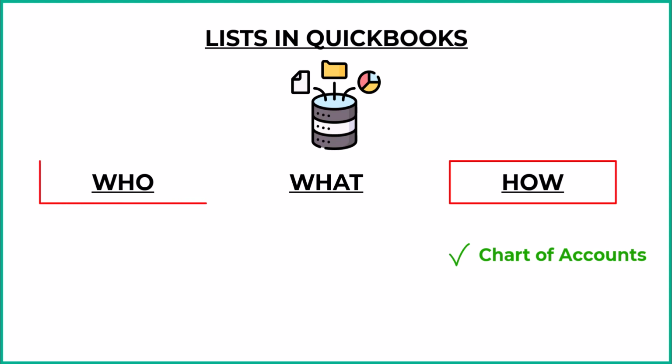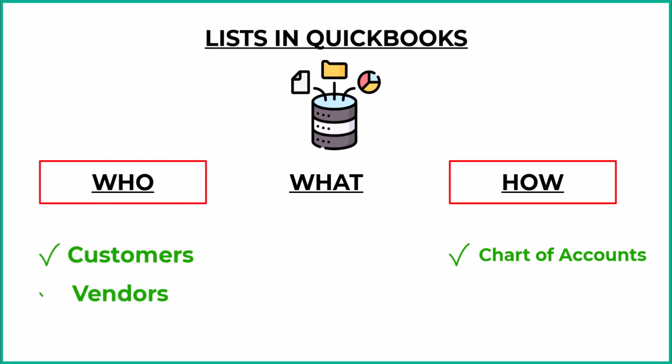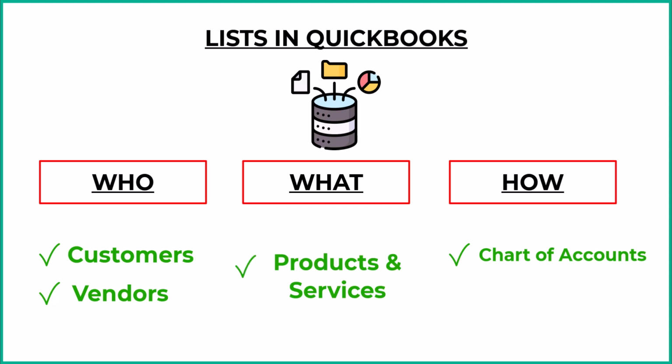Moving on to the who, this includes your customers and vendors. Your customer list includes everyone you've sold to, essential for tracking sales and managing client relationships. Similarly, the vendor list comprises all your suppliers, crucial for managing purchases and expenses. Detailed lessons on these will follow soon. Now, for the what. This pertains to what you're selling, covered under your products and services list.